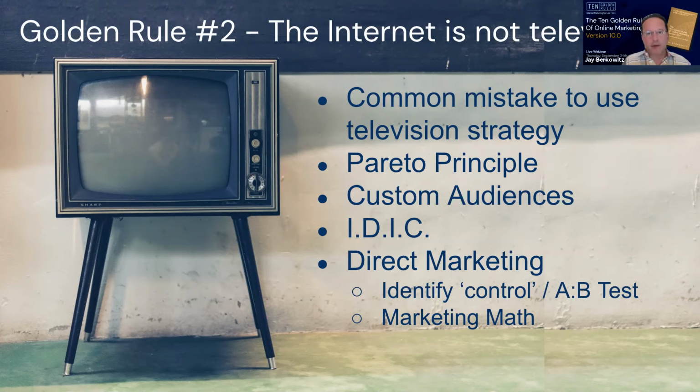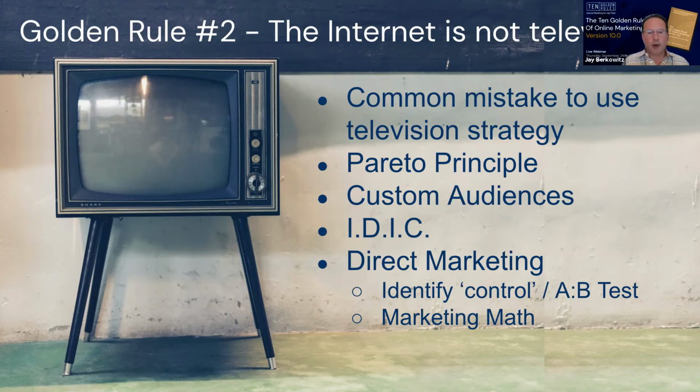And golden rule number two is really about the math, okay? A common mistake is to use the television strategy. And television is really nice. It's a one-way medium. It builds the brand. But I don't know precisely how things are working. So on the internet, I use the Pareto principle, which is the 80-20 rule.